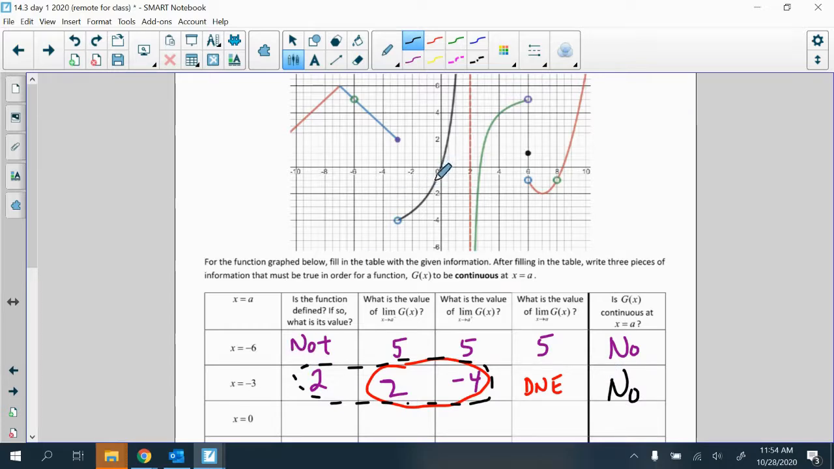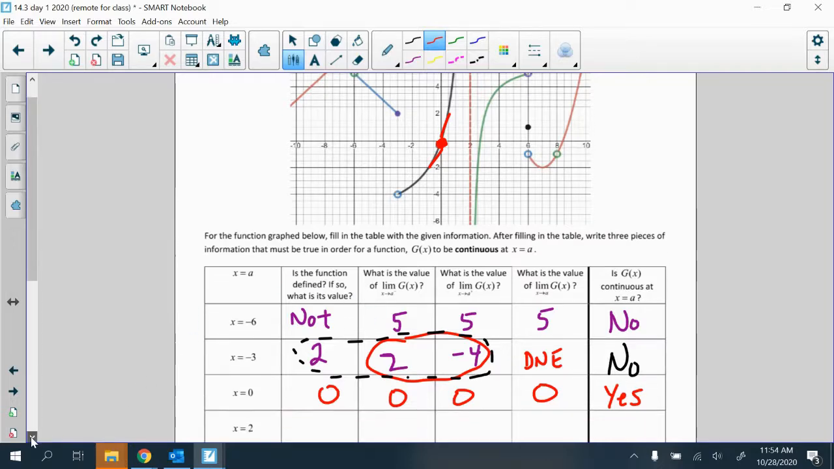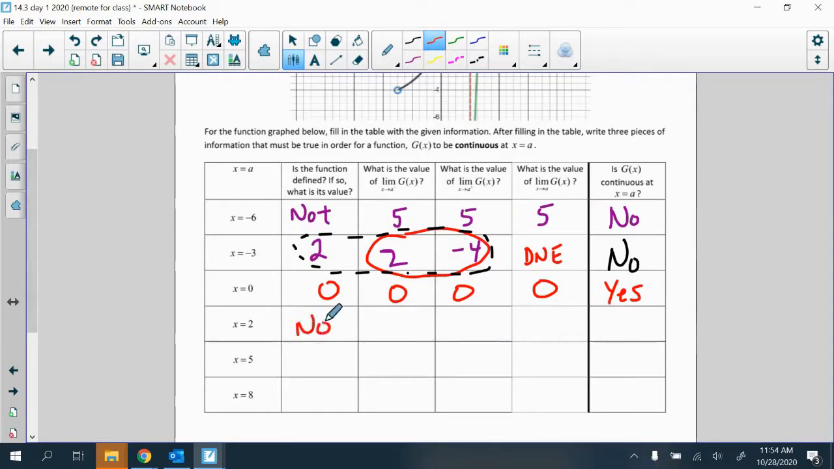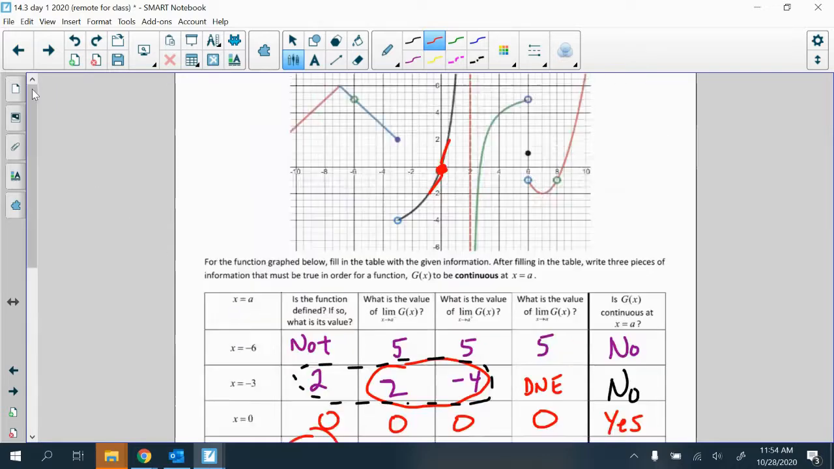As we approach x equals 0, the limit from the left, the limit from the right, and the actual value of the function are all 0. So therefore, it is continuous at 0. What about at 2? There is no value for the function. The limit as we approach from the left is infinity. From the right it is -infinity. This does not exist, and this is not continuous. Well, it automatically met the first criteria of not being continuous right there.